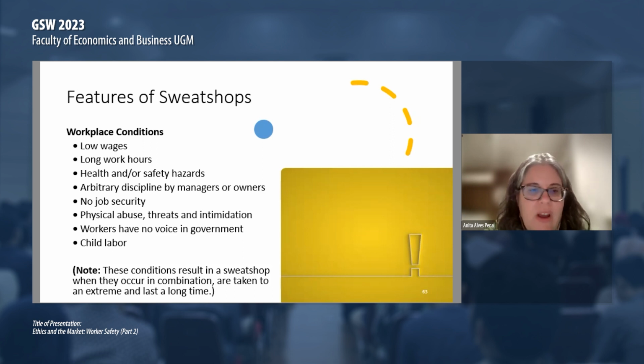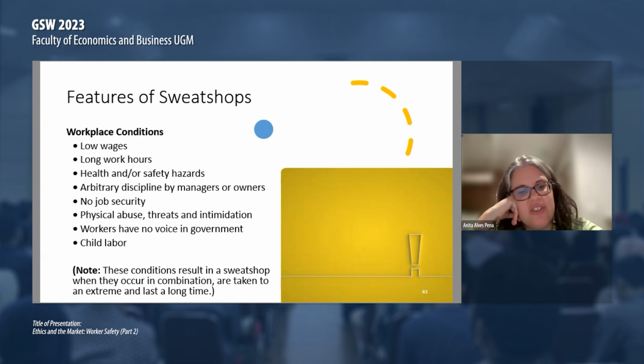And then sometimes we'll see things that are happening in terms of different demographics, such as the use of child labor. That's actually something that I've studied myself in the context of US markets in agriculture. There's still a use of child labor to some extent across the country in various farm settings. And so that's another feature that's seen sometimes in sweatshops as well. All right. So, one note that's in parentheses on the bottom there is that we should think about these conditions as resulting in a sweatshop when they occur in a combination.